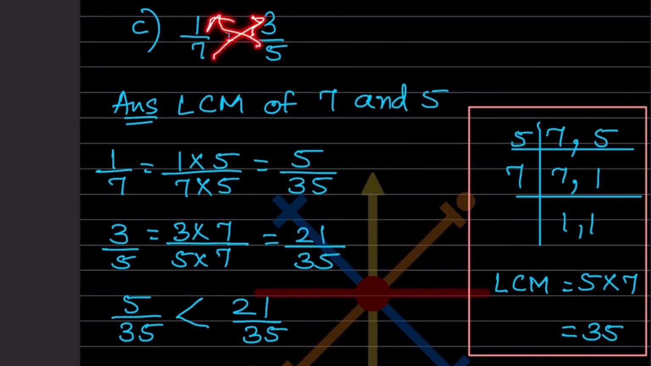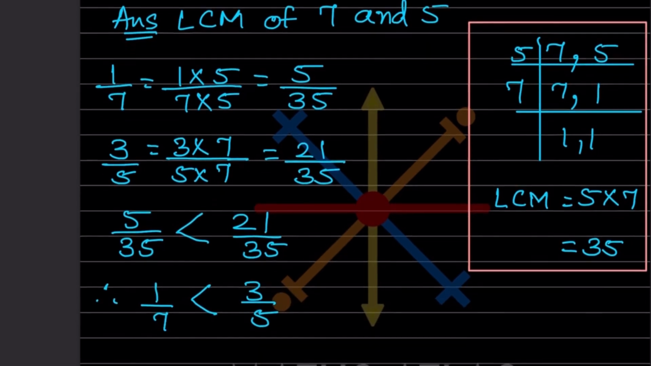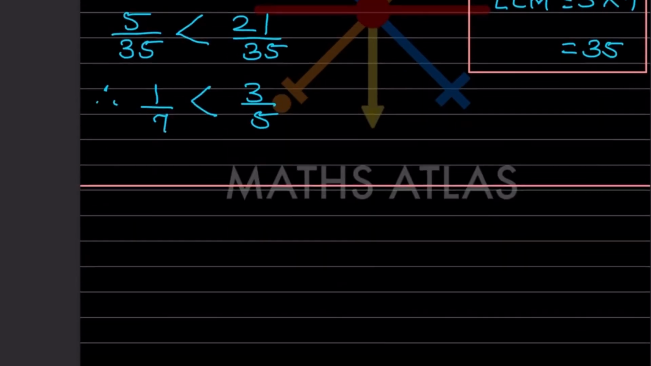So okay, what happens here? On the left hand side, 5 ones are 5 and this is 21. So which is the bigger number? 21. So you are going to open the mouth over here. Can you see? So 1 by 7 is less than this one, 3 by 5.